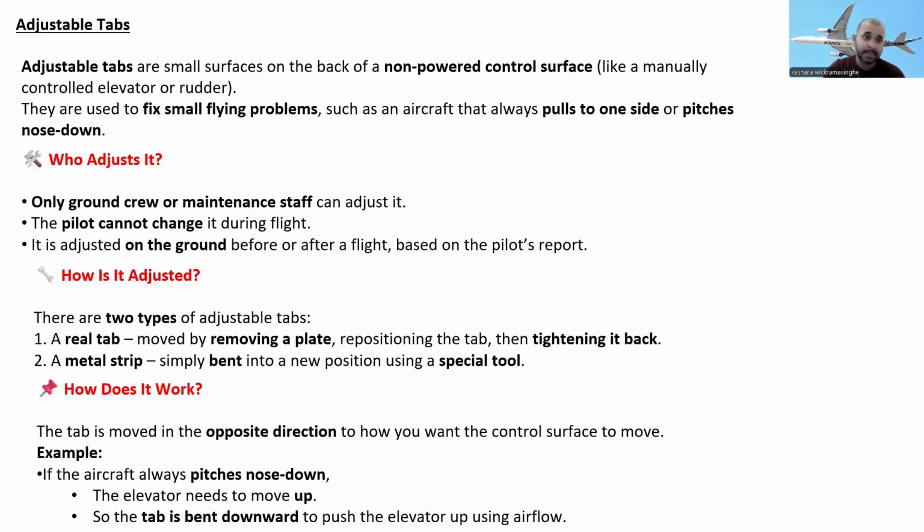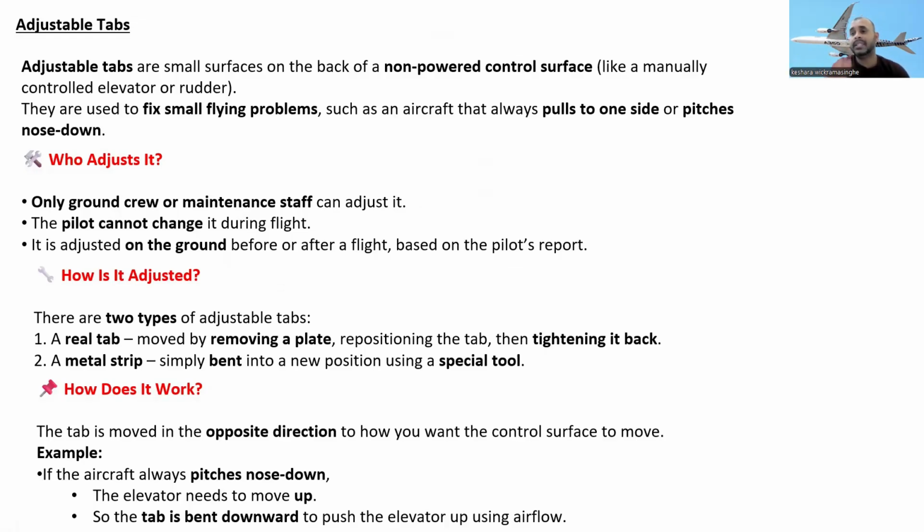A rigid tab is moved by removing a plate, positioning the tab, then tightening it back, and the metal strip type simply bends into the new position using a special tool. So how does it work? The tab is moved in the opposite direction to how you want the control surface to move. Example: if the aircraft always pitches nose down, then the elevator needs to move up, so the tab is bent downward to push the elevator up using the airflow. Okay, that is called adjustable tabs.